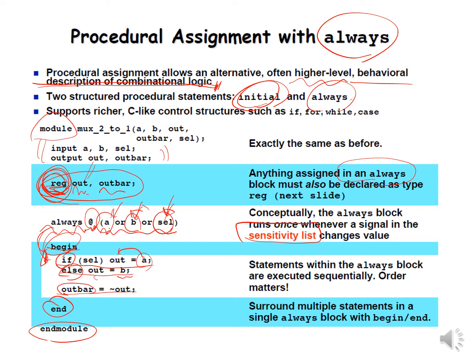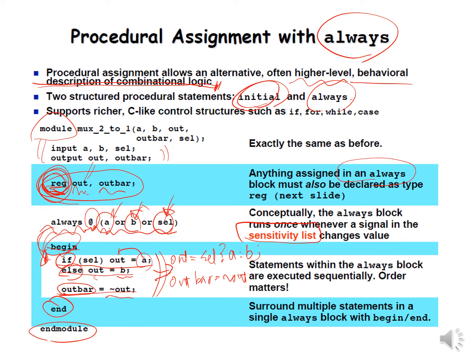Now the out bar is equal to tilde out, so out bar right there. You can write it like this section. You can still write out equal to sel conditional assignment, like sel question mark A and B, like that. Then out bar equal to tilde out, right? Something like that. You can change that. You don't need to use if. You can use that conditional statement with the question mark.